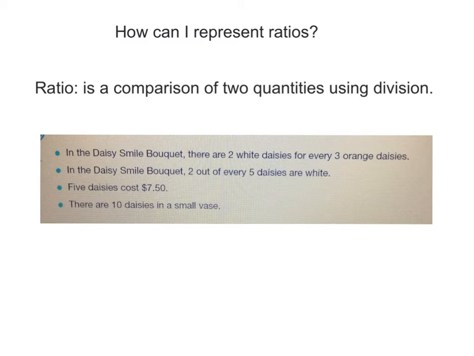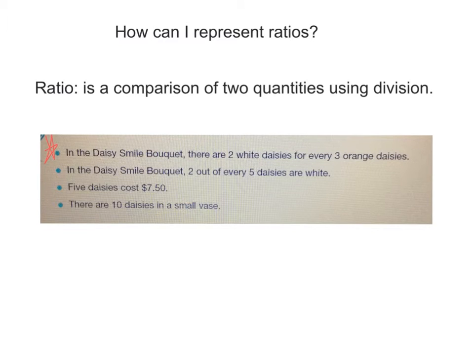We're talking about a flower shop, and in a flower shop you might hear some of these things being said on a given day. This first statement here is the one I'm going to start with. In the daisy smile bouquet, which is just a type of bouquet, there are 2 white daisies for every 3 orange daisies. When we start thinking about that statement, we want to come up with a relationship that shows between the 2 different types of daisies.